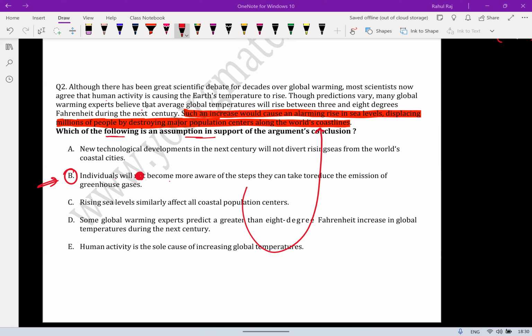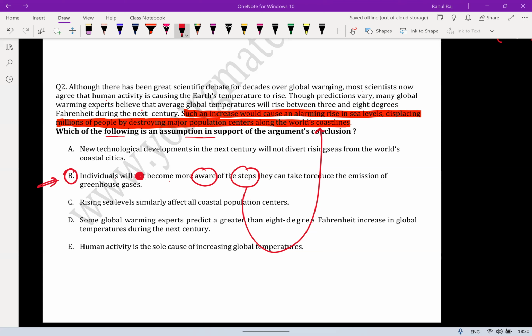Because it's simple, that's what I just told you. You being aware about global warming and you taking steps about global warming are two different things. You just being aware about global warming does not at all mean that you are taking steps for it. If individuals become aware, then the shift will happen, right? But to some extent, Abhishek, you have told the right thing. But again, it's a very far-fetched assumption over here.